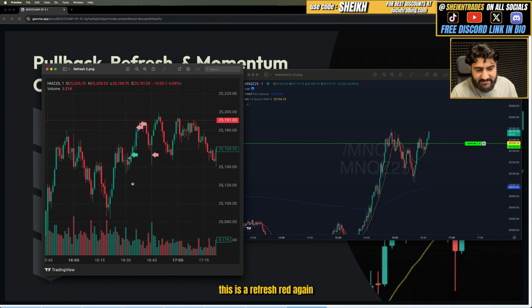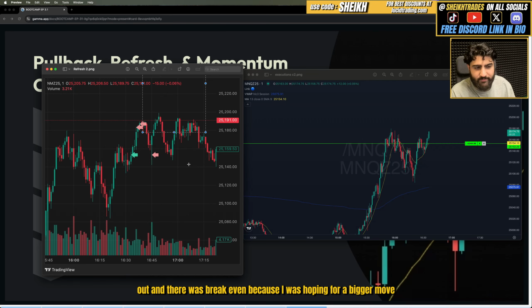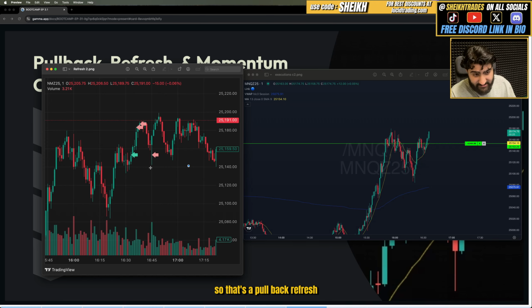So yes, this is a refresh. Red again, 1 minute bar, and I get filled here. And this is a refresh. It went up, down. So it's usually up, down, and then that's called a refresh. And then that backside is where I long. So whenever I say pullback refresh, that's a refresh. Very easy trade. And you could see I sold out some, and the rest break even because I was hoping for a bigger move, but it never gave it to me. So that's a pullback refresh.